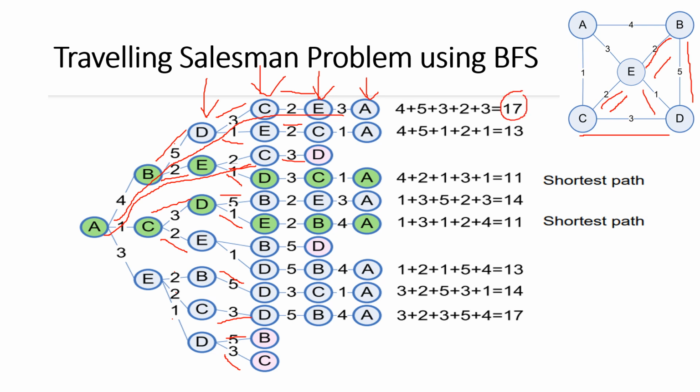Similar to that, we will consider the path cost for each path. And here we can see we are getting the shortest as 11. And there are two paths with 11. You can see this is one path: from A, C, D, E, B, A. So this is the one path which has the shortest cost, and another path is A, C, D, E, B, A. So that is the second one. We can choose either of these. Thank you.